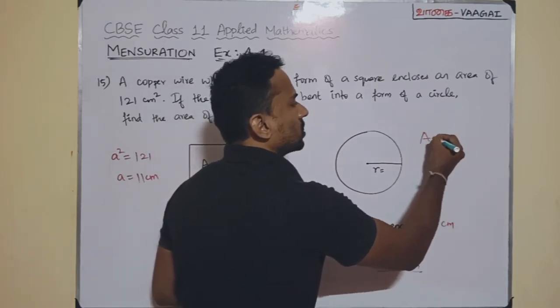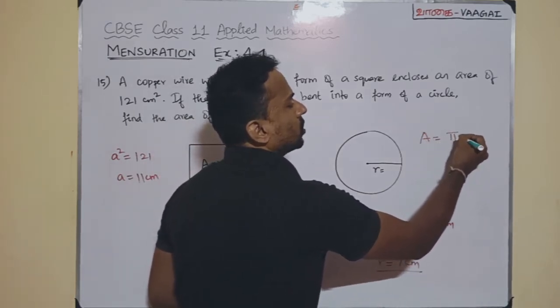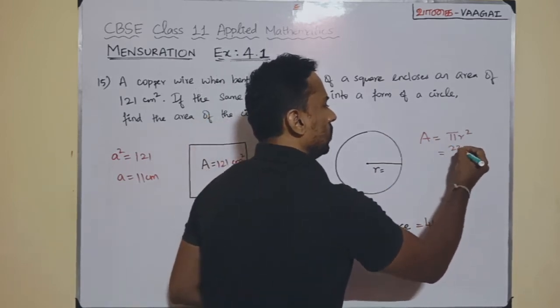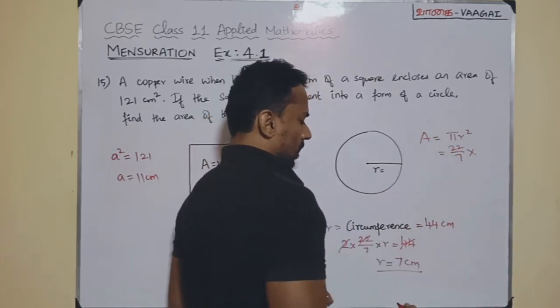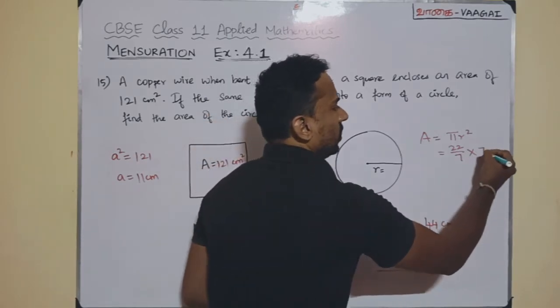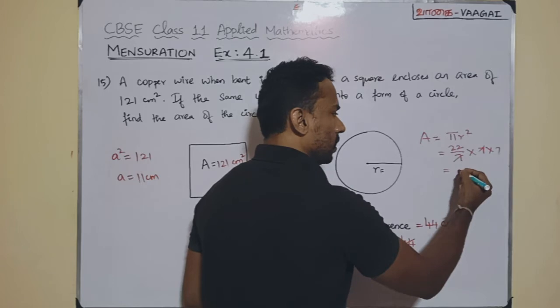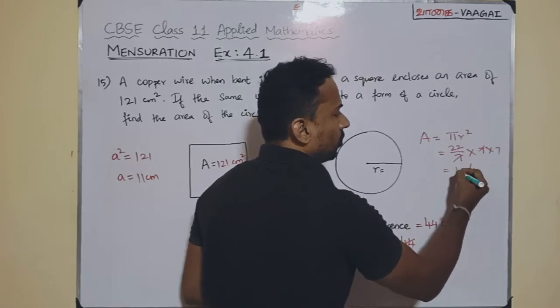So area of the circle will be what? Pi r square, is it or not? Yes. Now pi r square will be 22 by 7 into, what about the radius? Just now we got it, 7 into 7. So now we can cut this 7 and 7. So I'll be having 22 into 7, which will be 4, 14, 1, 15.